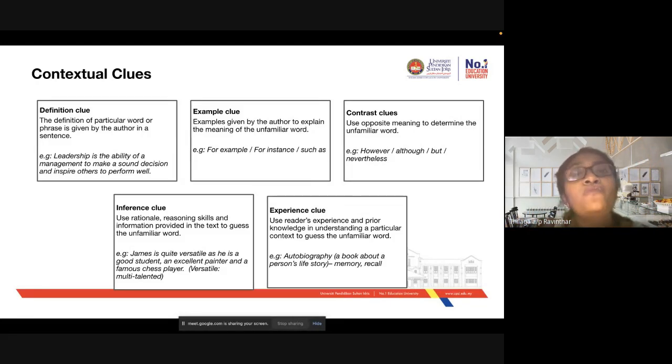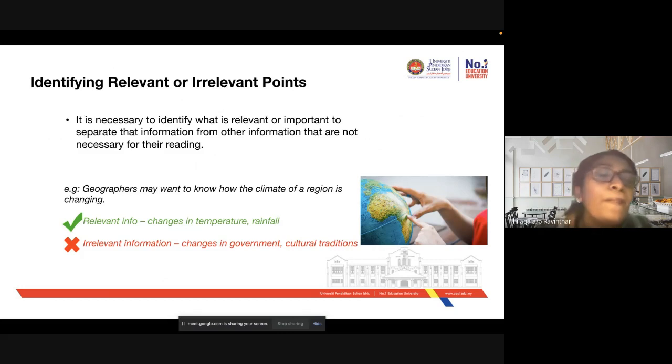And inference is more for explanation. This is where they use words like because, since, to explain the reason behind the phrase or word and so on. And experience, they try to relate back to history as well as prior experience. So these are some of the techniques you will come across when you're trying to find the contextual clue of a word or a phrase.